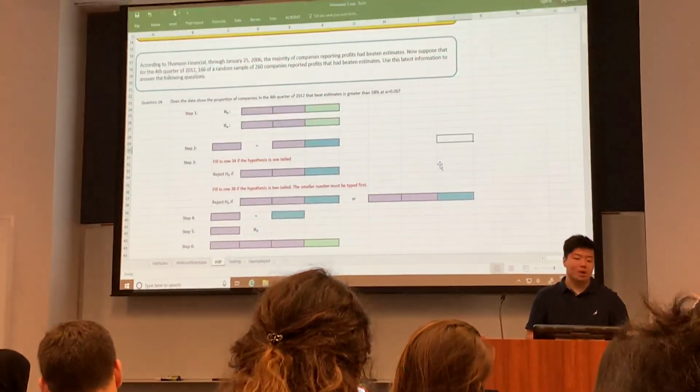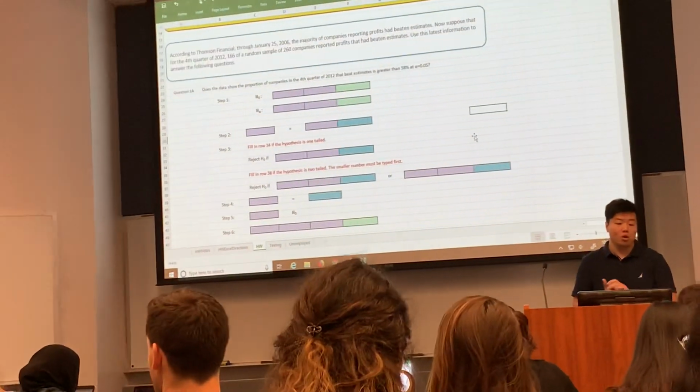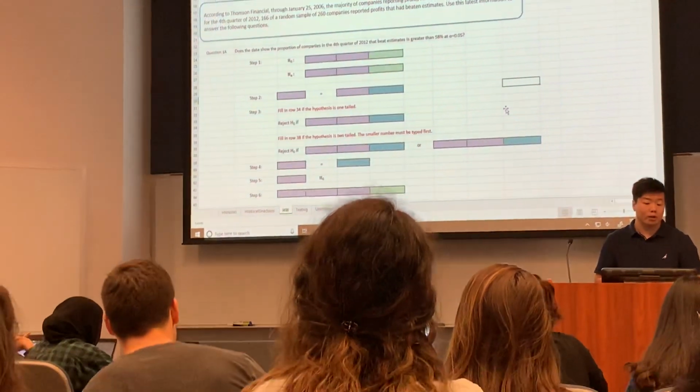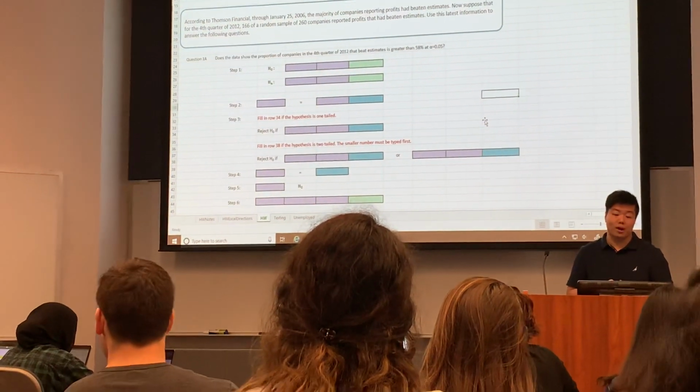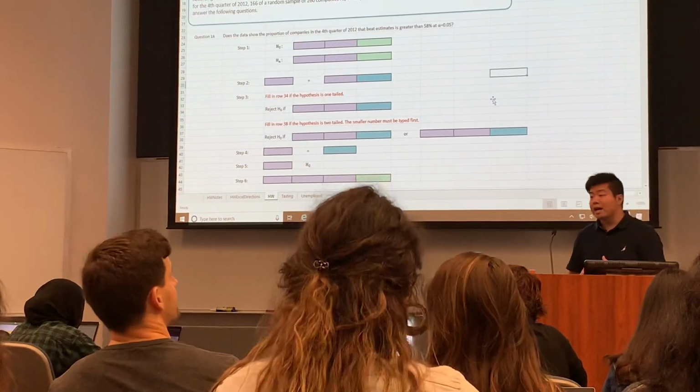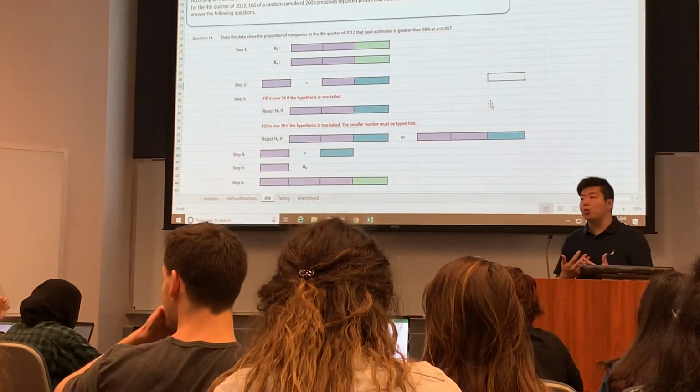Question one is asking me: does the data show the proportion of companies in the first quarter of 2012 that beat estimates is greater than 58% at alpha equals 0.05?